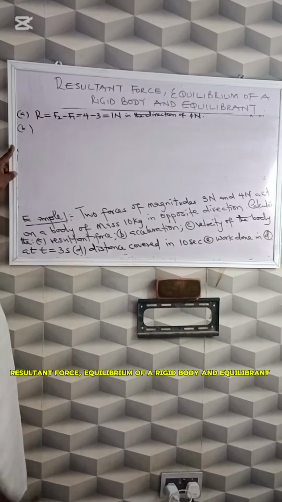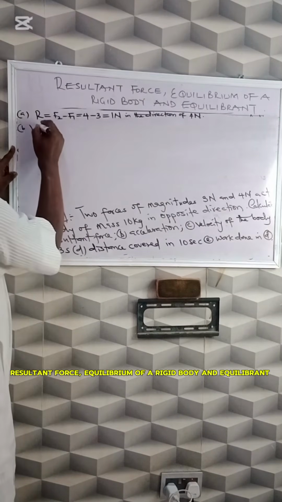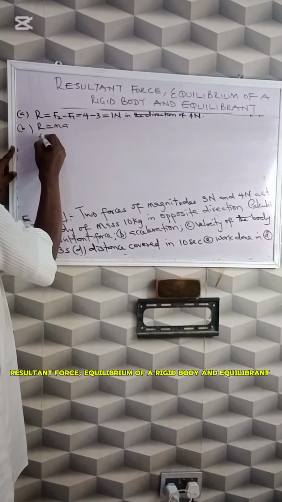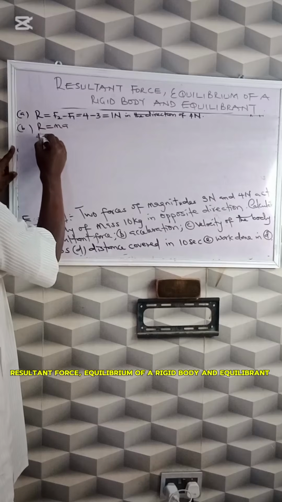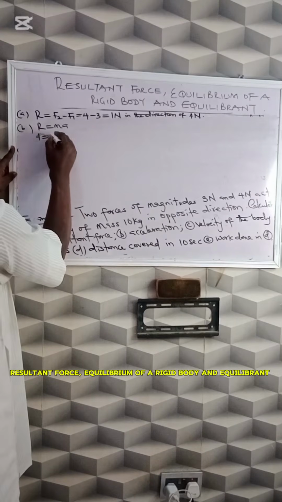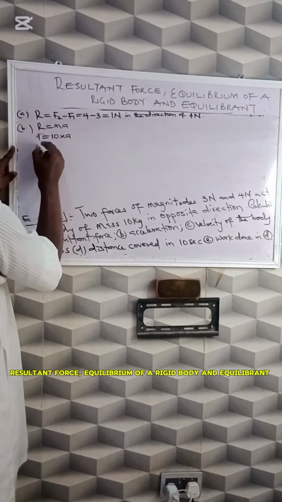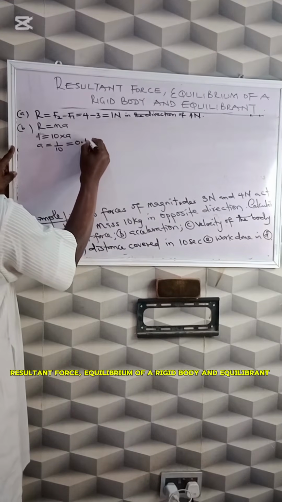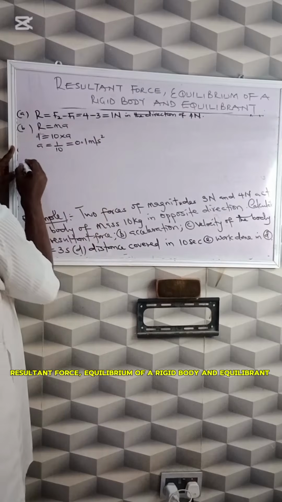B. Calculate the acceleration. Resultant is equal to mass times acceleration. This one is 1. Mass is given to be 10 times a. a is equal to 1 divided by 10. So we have 0.1 meter per second squared.